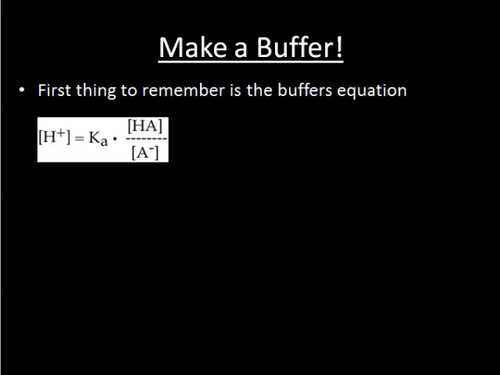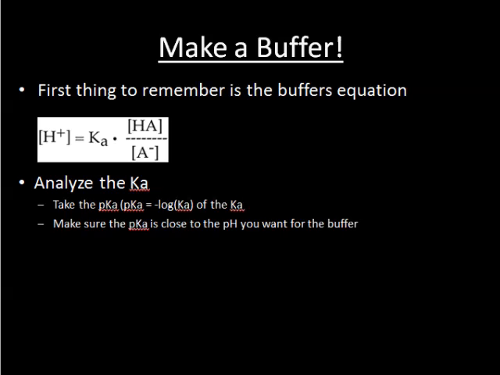Next, we're going to make a buffer. This can be difficult, so you really need to pay attention. First off, you need to remember the buffer's equation. I told you it was used for everything. Next, we'll analyze the Ka. Take the pKa of the Ka. Now make sure it's close to the pH you want.